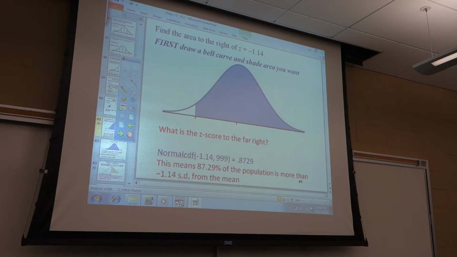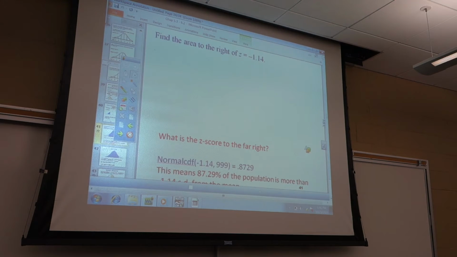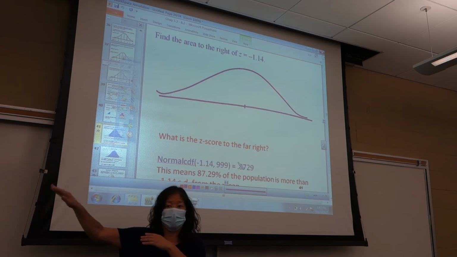So here's an example. This is what I want you to do. Do exactly this. I want the area to the right of z equals negative 1.14. Draw a hill, and then draw the ground below it. And then right around the middle, put a tiny notch, not a big line, just a tiny notch where the center is. Good. Now my z-score is negative 1.14. Is that going to be on the right side or the left side? Left side. It's negative, right? It's going to be over here.